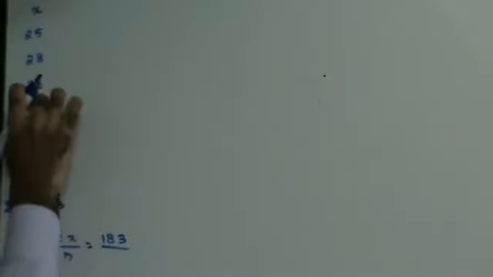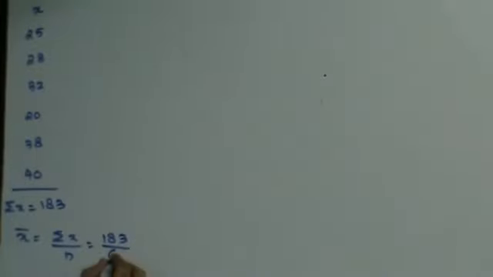Then add this. If I add this data, this will give me 183. Mean x bar is sigma x upon n. So that is going to be 183 divided by 6. So 183 divided by 6 will give you a mean of 30.5.